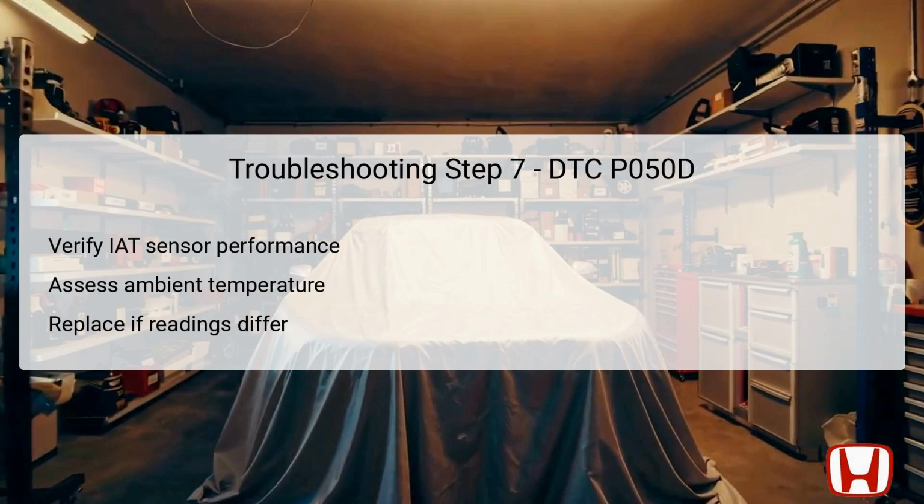Comparing the observed reading of the IAT sensor with the previously noted ambient temperature is crucial. If a difference of 5.4 degrees Fahrenheit, 3 degrees Celsius, or more exists, it indicates a faulty IAT sensor, necessitating its replacement along with the MAF sensor, as they often work in conjunction. If no significant difference is acknowledged, it suggests the IAT sensor is functioning as intended.